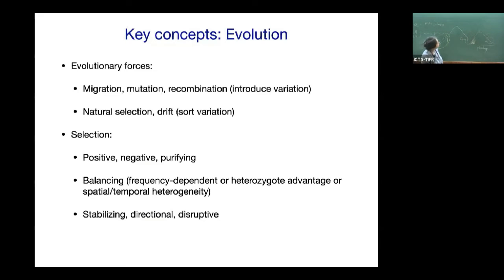And finally, disruptive selection is going to have the opposite effect, where you may eventually end up with a situation where the phenotype distribution may be bimodal, right? Because intermediate phenotypes are most deleterious. Yes?